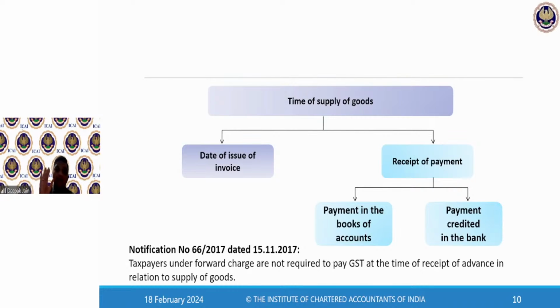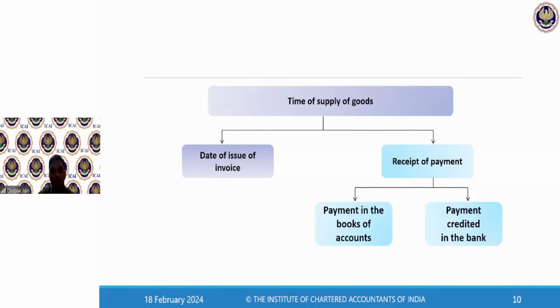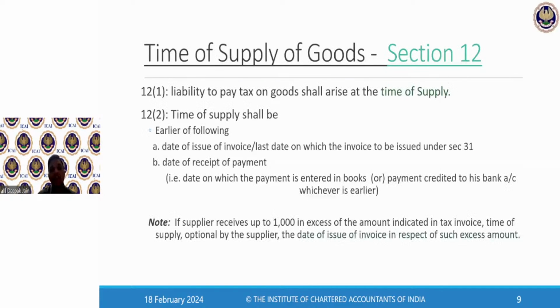Okay, so for supply of goods, GST is payable on the first clause which we have discussed, the date of issue of invoice or the last date when invoice is to be issued. The date of invoice or the last day on which invoice is to be raised. That is the time of supply for goods.